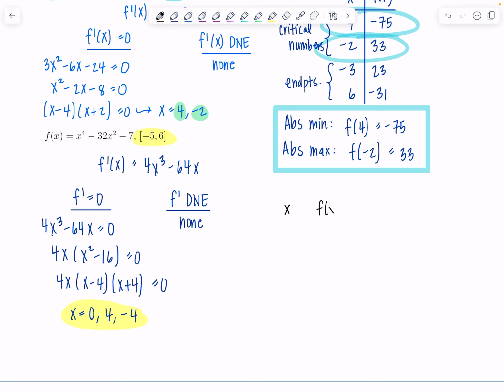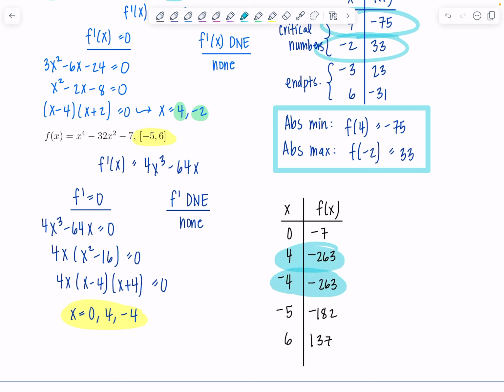So there we go. Here's x, f of x. You put your 3 critical numbers, 0, 4, -4, and then the endpoints of the interval as well. So let's see. This is -7, -263, -263, -182, and 137. So absolute min, we actually have 2 places where it happens. Since they have the same y value, which is the smallest, we have more than one place where the absolute min occurs, okay? And then absolute max is right here.